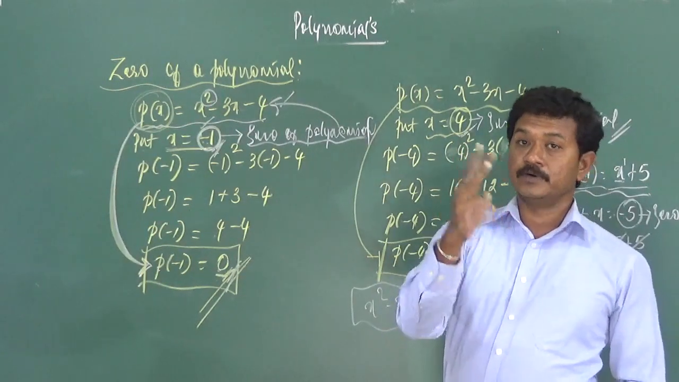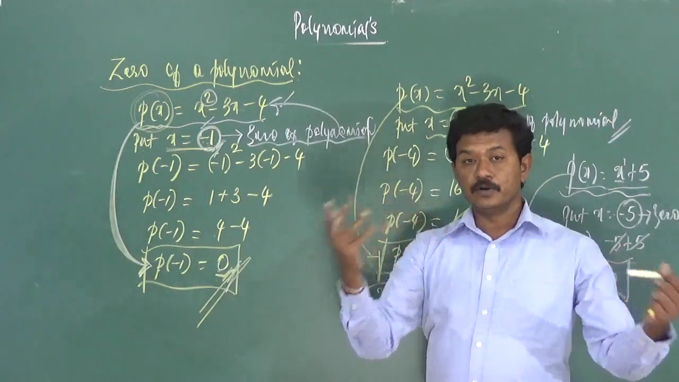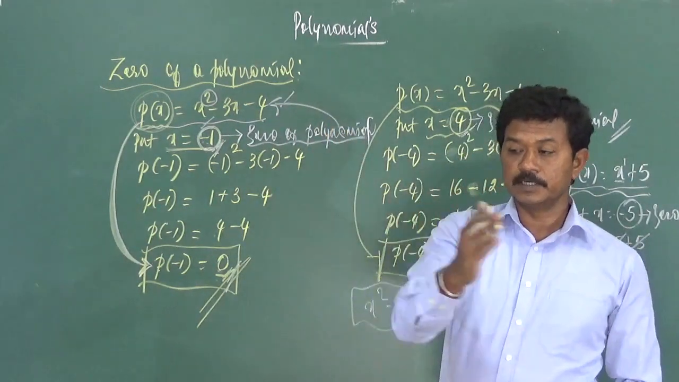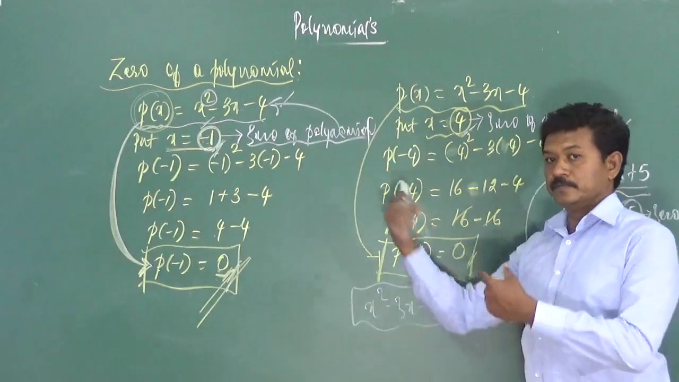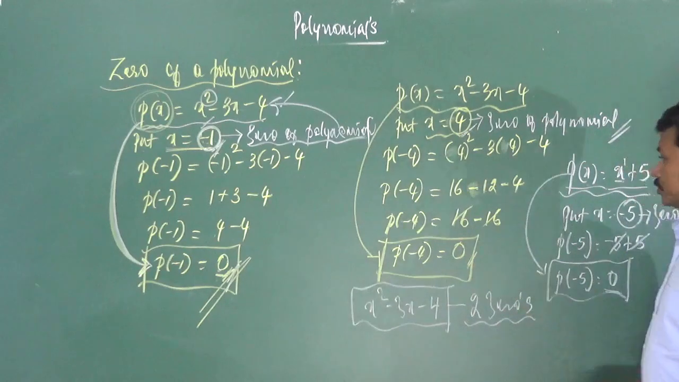It can also have 2 zeros. It can also have 1 zero. It can also have no zeros. All the 4 possibilities are possible. So, I will show you while going with the geometrical method. Okay, I hope you understood this.